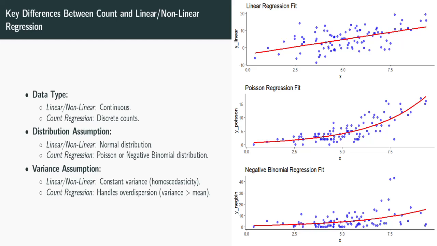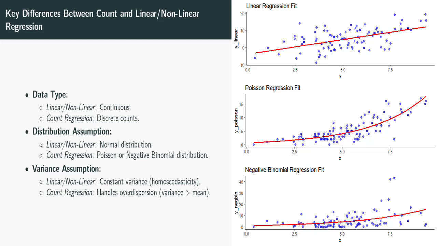Next, the distribution assumption. Linear or non-linear regression assumes that the residuals, or the errors in prediction, follow a normal distribution. In contrast, count regression assumes either a Poisson or negative binomial distribution depending on the characteristics of the data. Finally, the variance assumption. In linear regression, the model assumes constant variance, meaning the spread of the residuals remains consistent across all of the predictors. This is called homoscedasticity. On the other hand, count regression handles cases where the variance increases with the mean. This phenomenon is called overdispersion, where the variance is greater than the mean.